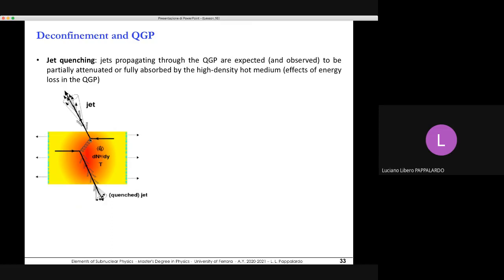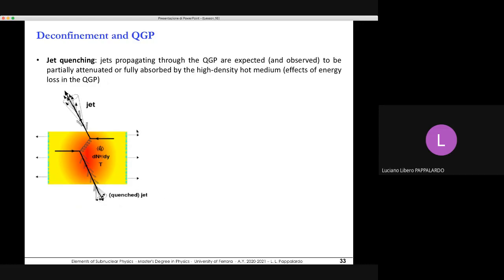But if this occurs in the periphery of your fireball, then you expect that one of the quarks is already close to the edge of the fireball, and so most of the jet is produced outside of the fireball, and so you observe a high-energy jet. On the other hand, the other jet, which has to be produced back-to-back, has to cross a huge portion of your hot and dense matter, and while traveling through the matter, it loses energy by, for instance, gluon radiation. So at the end, your jet will be smaller and with small energy. But this is the quenched jet.